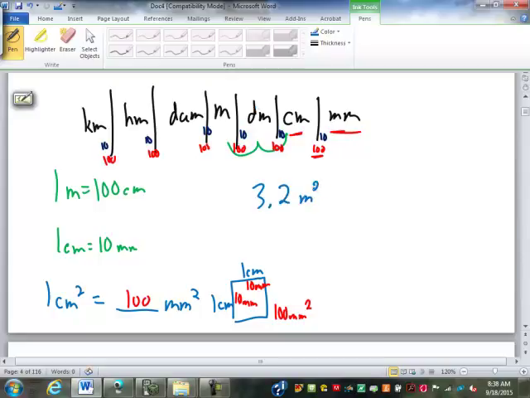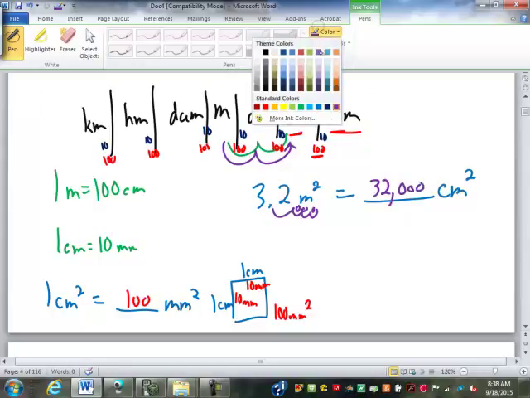So 3.2 meters squared going into centimeters squared. Meters to centimeters is 2 spots on the chart, 2 spots to the right. So I have to move 4 decimal places. 1, 2, 3, 4. 32,000 centimeters squared.